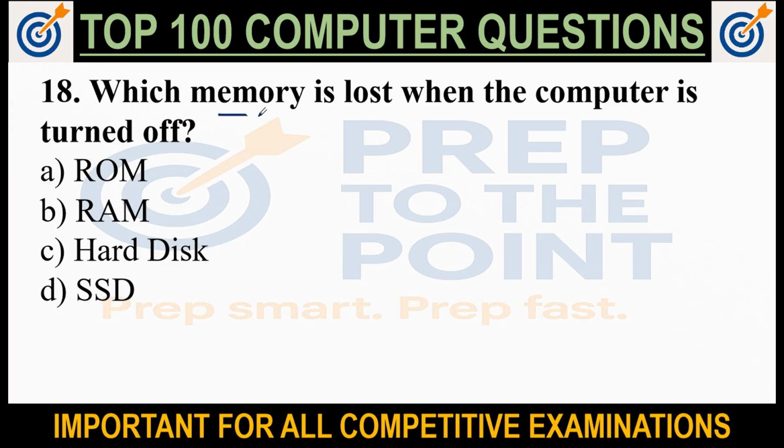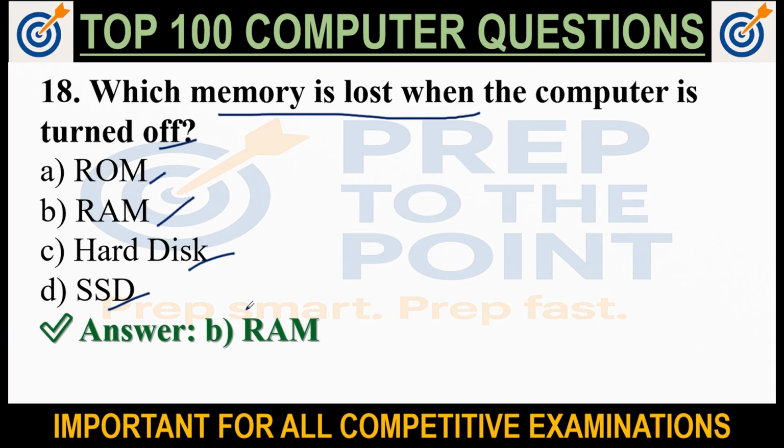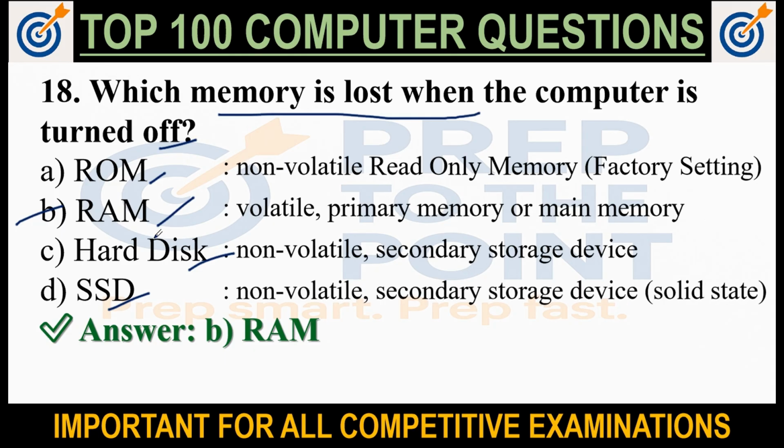Which memory is lost when the computer is turned off? ROM, RAM, hard disk or SSD? The right answer is RAM. ROM is a non-volatile read-only memory and it has factory settings. RAM is volatile primary memory or main memory. Hard disk is a non-volatile secondary storage device and SSD is also a non-volatile secondary storage device, and full form of SSD is solid state drive.